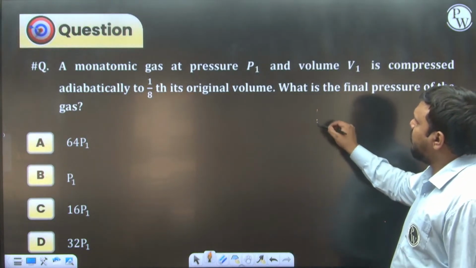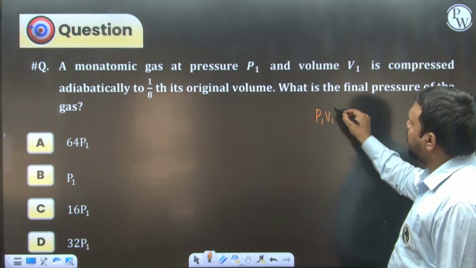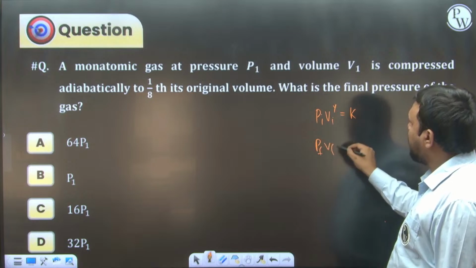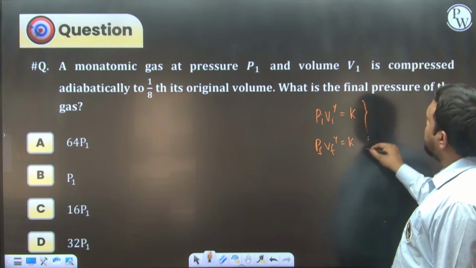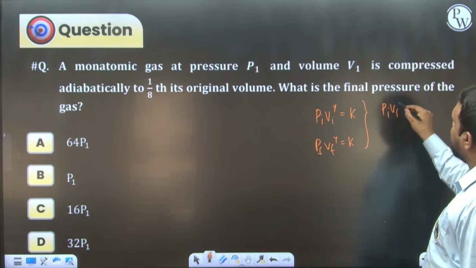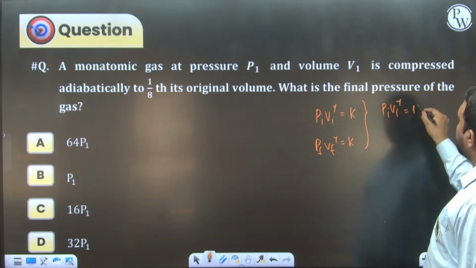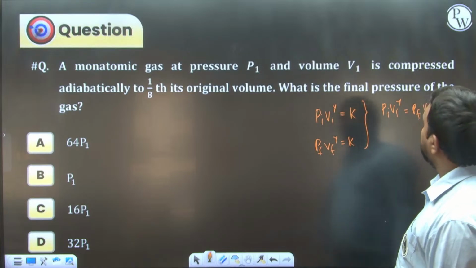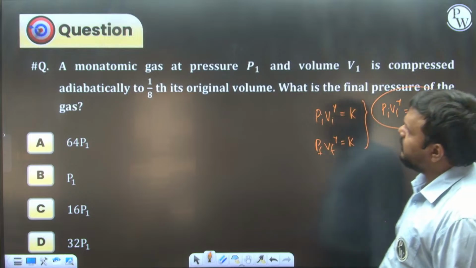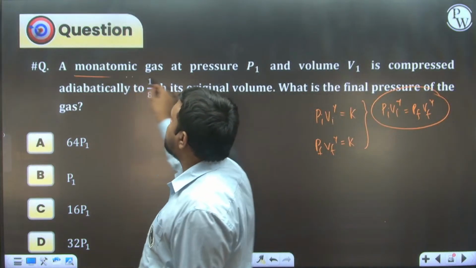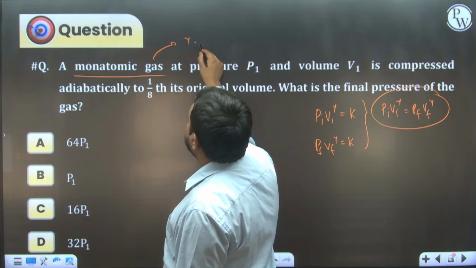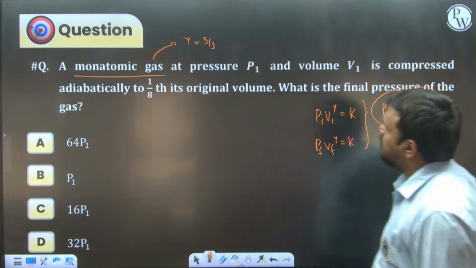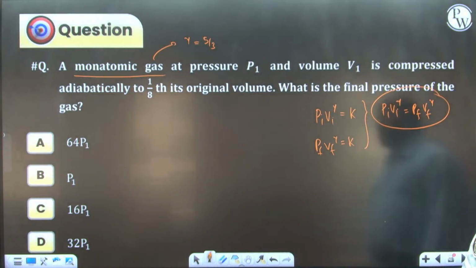So we can follow over here P initial V initial power gamma is equal to K. So we can write P final V final power gamma is equal to K. So definitely P initial V initial power gamma is equal to P final V final power gamma. This we will be using over here, and they have told us that the gas is monoatomic. For a monoatomic gas we have gamma equal to 5 by 3. Okay, so let us put the values over here.